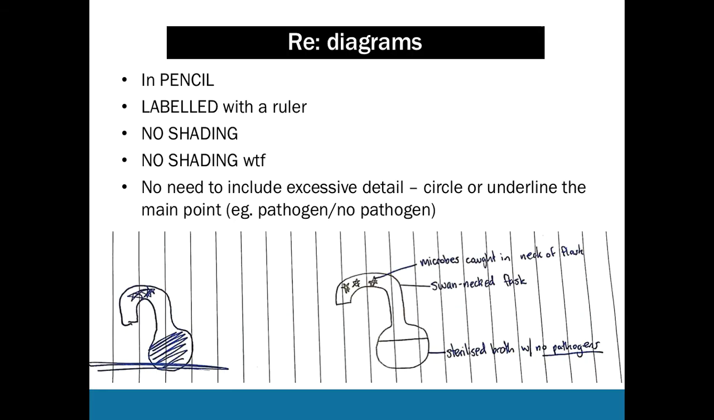So I'm sure you can tell me by this point which diagram is good and which one is not. We'll quickly go through them. Here we've got some shading, clearly no ruler used. They haven't labelled anything. It's in pen, just a disaster basically. That's not very many marks. Here we've got a diagram drawn in pencil with a ruler, labelled clearly. We've shown it's a swan-necked flask. We've underlined here the key variable, the key outcome of the prac, which is that this one has no pathogens in it. We've labelled all the key parts. So this is a full marks diagram.